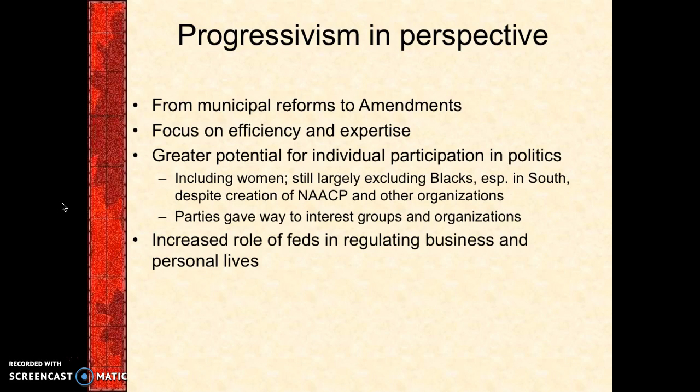So this is progressivism as we see it at the turn of the century. This is a very fundamental chapter and a very fundamental idea to understand as America begins the 20th century, the American century as it's called. So definitely make sure that you read this chapter carefully.